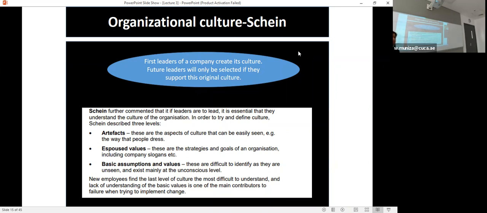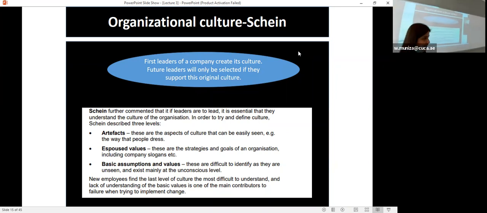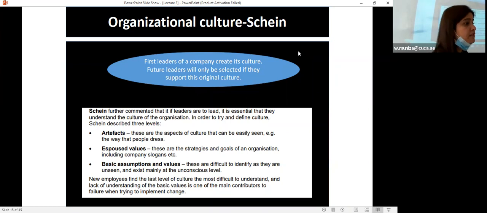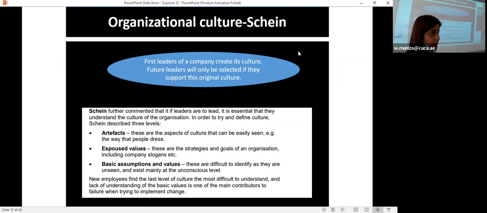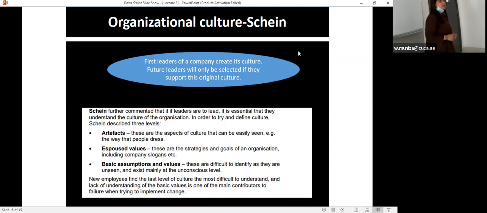My dear students, Schein gave us a view that the culture of the organization is made up by the first leaders of the organization. The persons who have led the organization for the first time make the culture of the organization. Say, for example, the promoters in the organization, the persons who have dealt with the organization initially, make the leadership of the organization and make a culture of the organization. Whoever is going to come next is only going to follow the culture made up by those initial leaders. This is the concept of Schein.